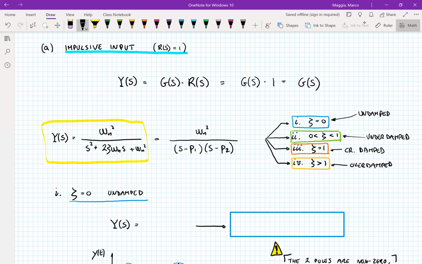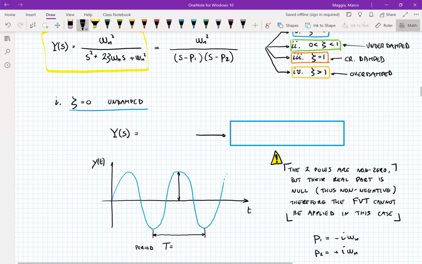All right, so this is pretty much going to be a review of what we already know in terms of maths, but it's always a good exercise. For the undamped case, Y of s is omega n squared over s squared plus omega n squared. Now, instead of performing the partial fraction expansion and taking the long route here, we can recognize right away that we already have the inverse Laplace transform for this function.